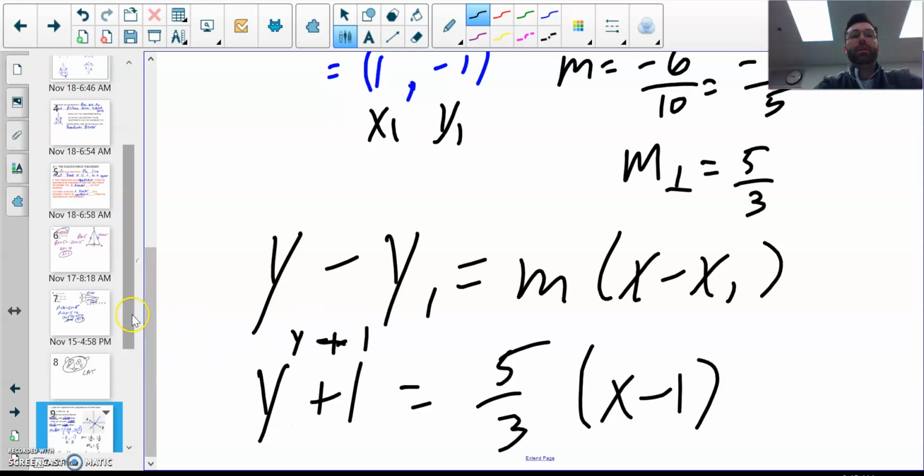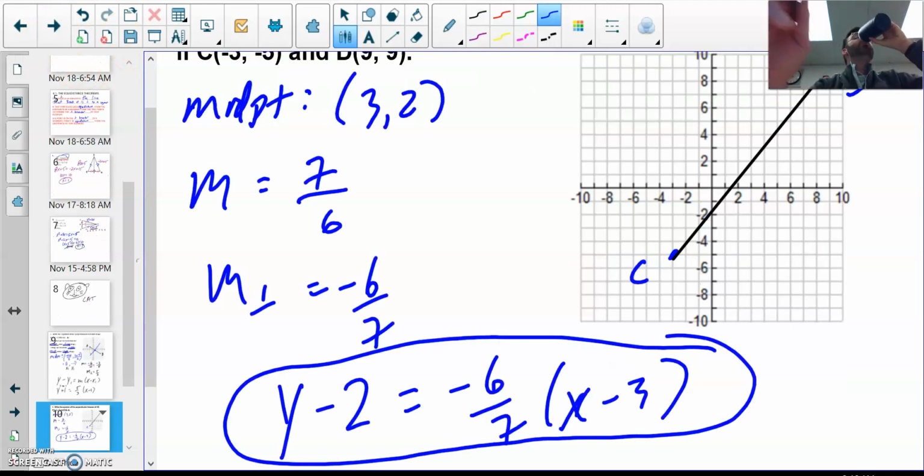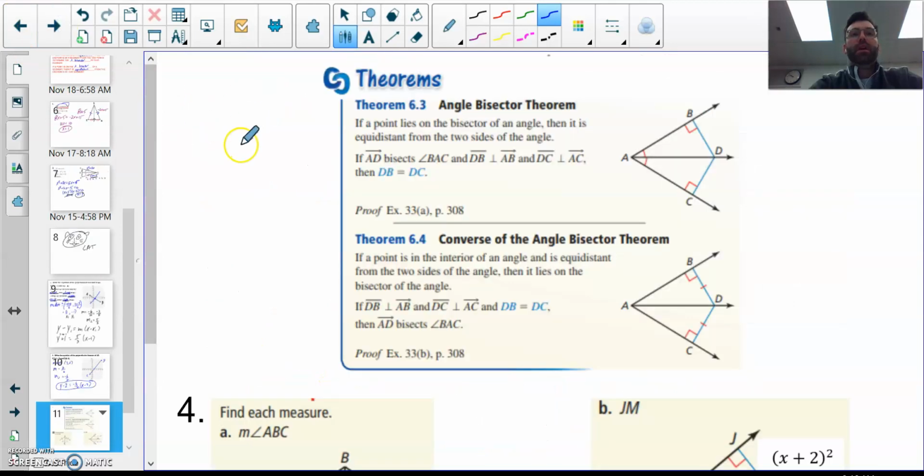All right. Let's use this same process, and I want you to try the next one, number 4. I will put up my answer. But I want you to try it on your own. Go ahead. Check it out. Check your work there. There's my midpoint, the slope of CD, and then my perpendicular slope was here. And there's my equation.